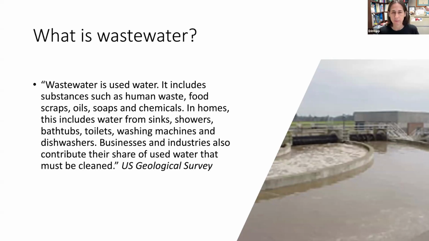So first we start with what is wastewater. This is one definition from the US Geological Survey. The idea is that wastewater is simply used water. It includes substances, human waste, food scraps, oils, soaps, chemicals. It's the water that basically drains from your sinks, your showers, your bathtubs, your toilets, washing machines, dishwashers. It's everything that leaves your house to be treated. It can include residential buildings, businesses, industries. It's all of that used water that must be cleaned. In most cases, that goes to a centralized wastewater treatment plant. Sometimes that goes into individual systems, but we're going to be focused on those larger centralized plants.